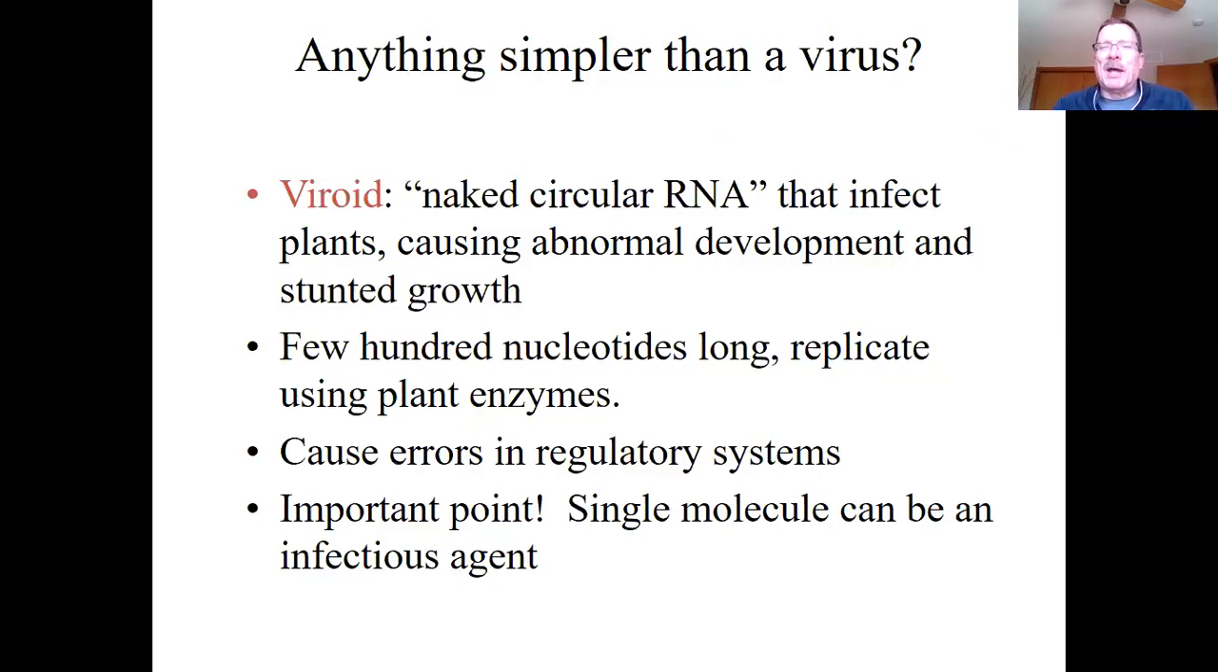Okay. To wrap it up, are there other infectious agents other than a virus? Certainly there are. There are fungi. I'm a fungi. There are viroids, which are small circular naked RNA that infect plants, causing abnormal development and stunted growth. A few hundred nucleotides long, they replicate using the plant enzymes and cause errors in their regulatory systems. Any single molecule can be an infectious agent. Anything can be. Whether it's a protist or a bacteria or a fungi, I'm a fungi, or a virus.